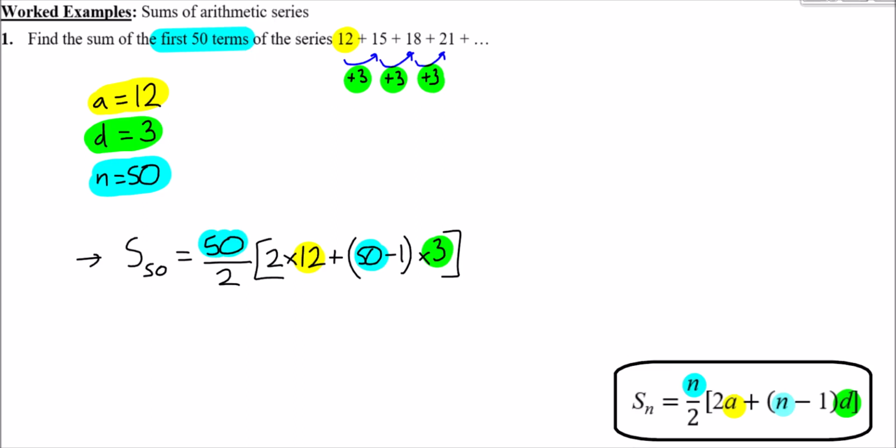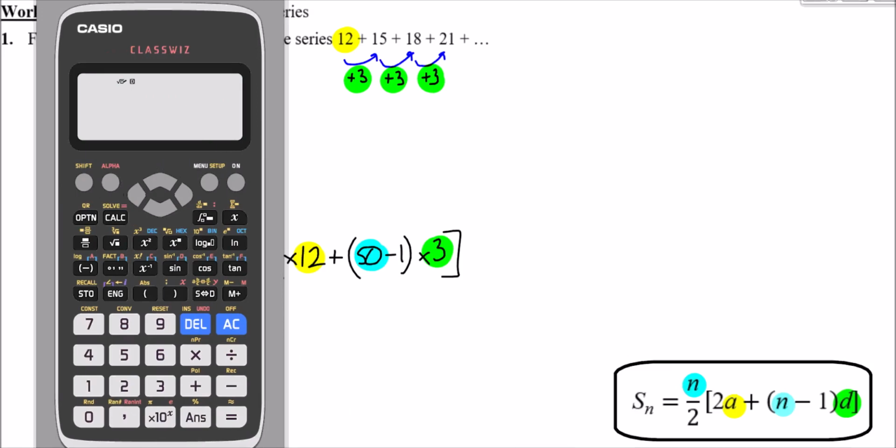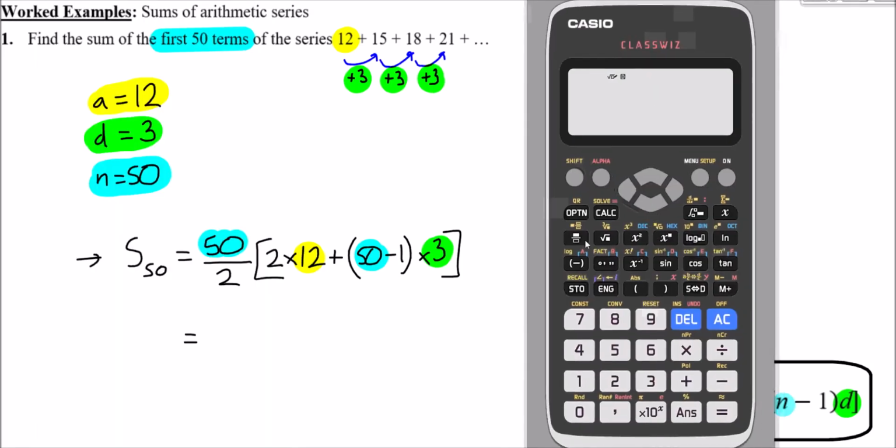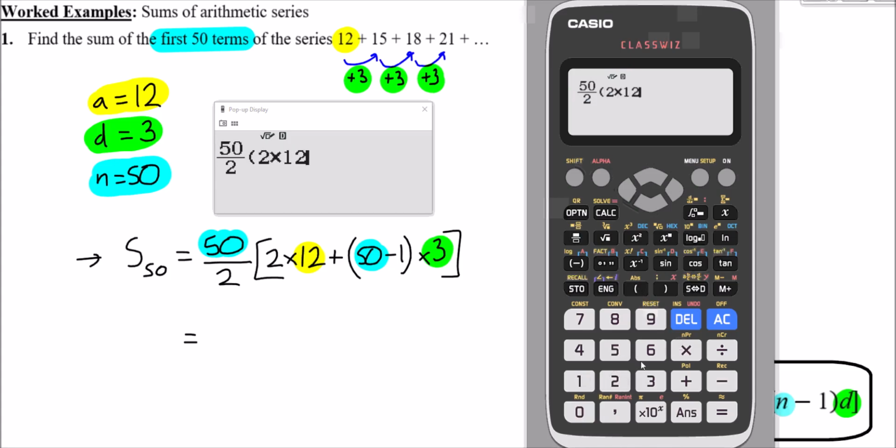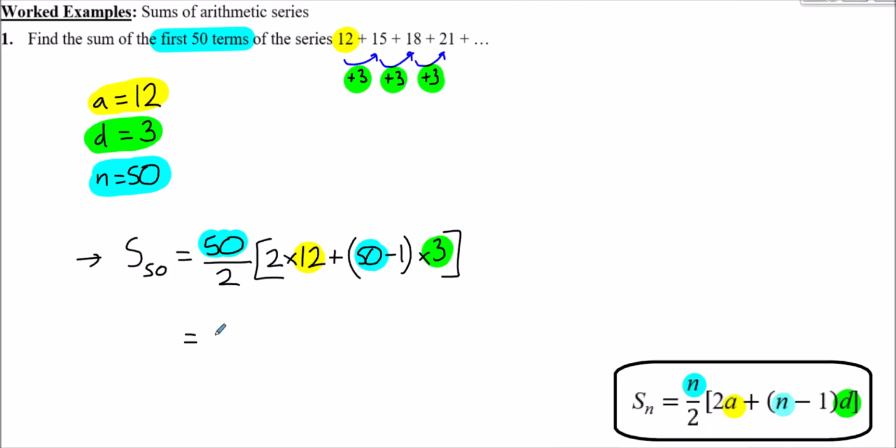So we can use a calculator for this now. And I'll show you another trick this calculator can do as well in a moment. So, what we're going to have, maybe it's bigger so you can see it. So 50 over 2, 2 times 12 plus 50 minus 1 lots of 3. Close brackets. And we get 4275.